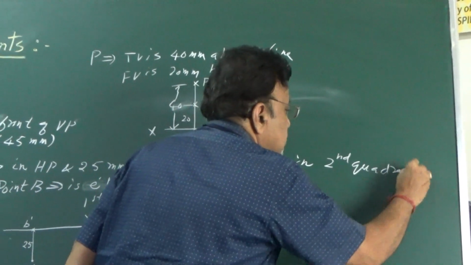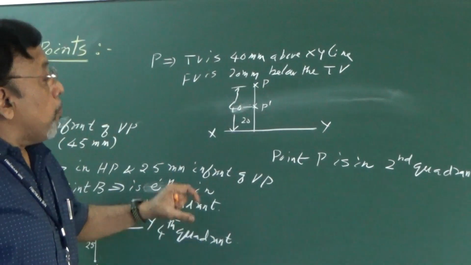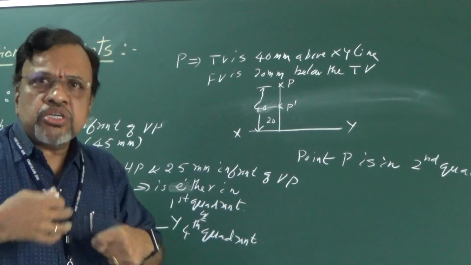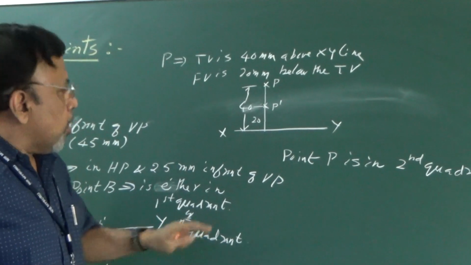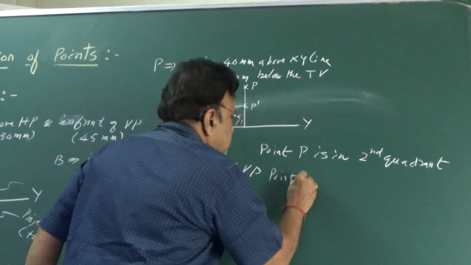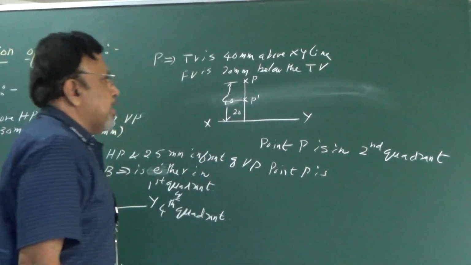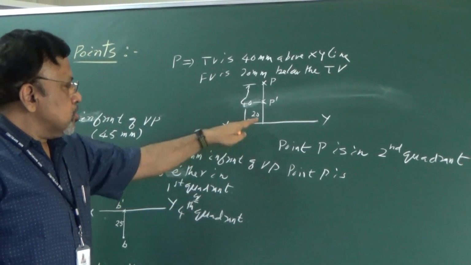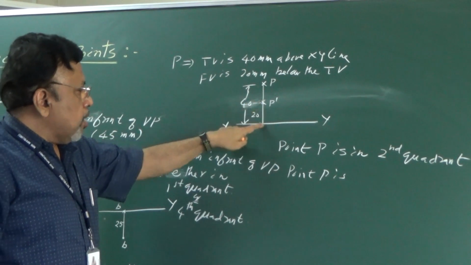Second quadrant. Not only that, you should write the position of the point with reference to the planes also. Now what is that you should write? Point P is, tell me. So what about its front view? See, now we can see front view is 20 above XY line.